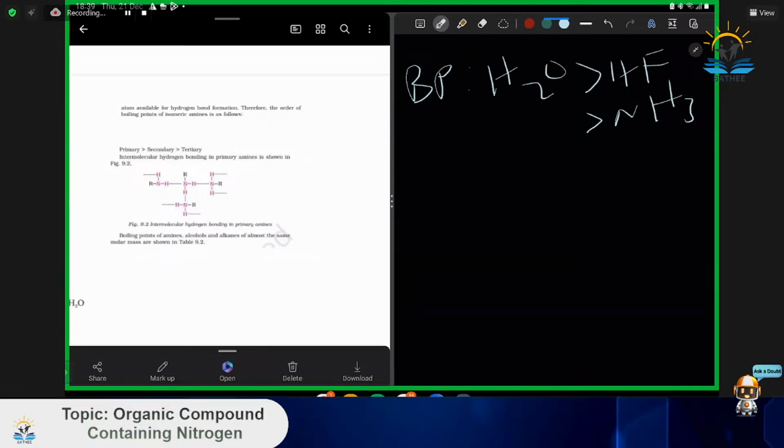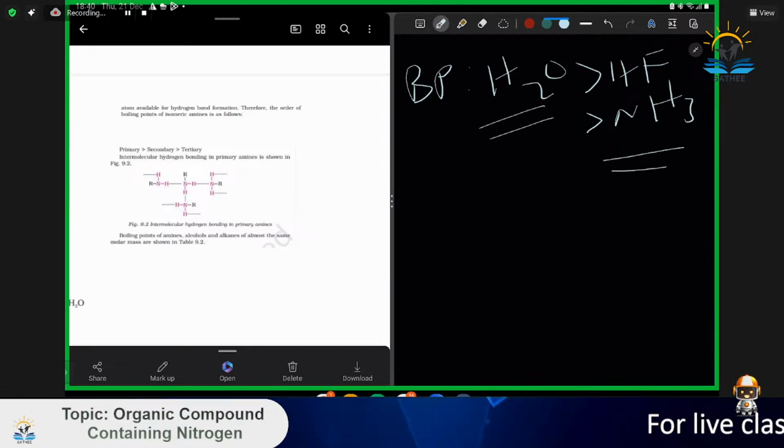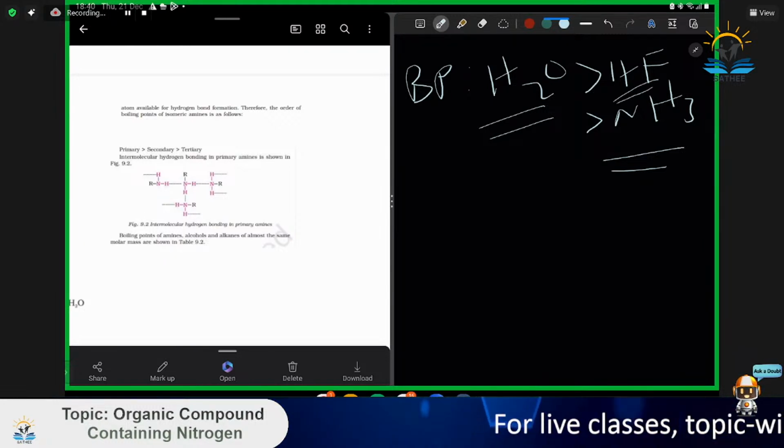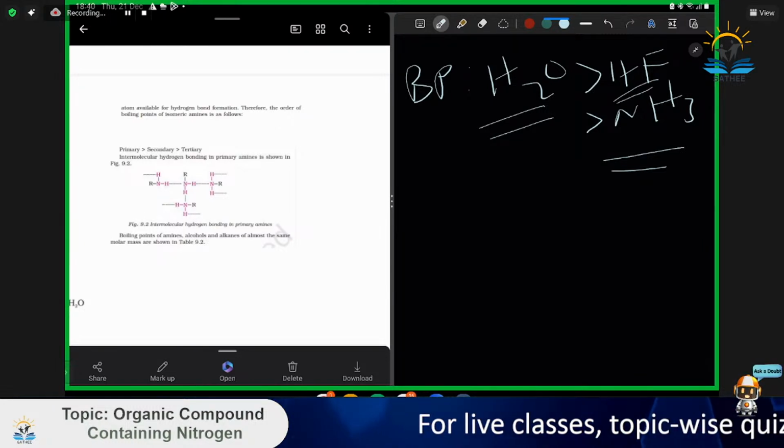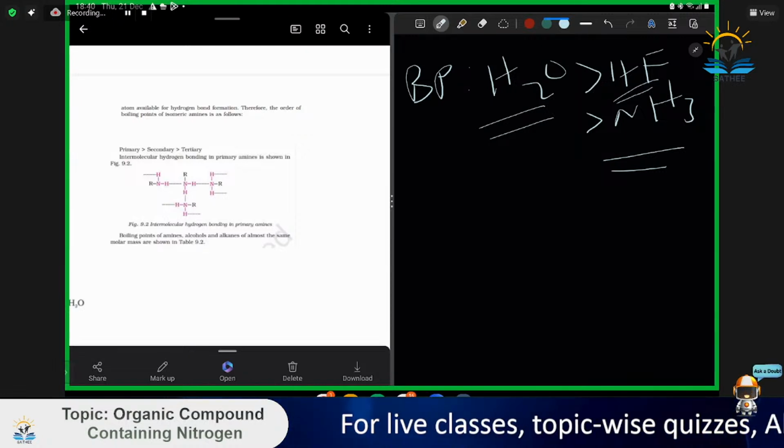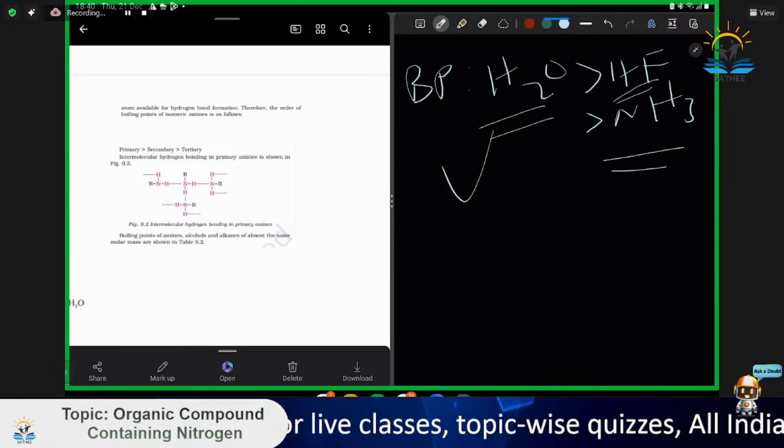H2O has, if NH3, you can have six bondings, but six are weaker hydrogen bonds. Here four are moderately strong, two highly strong. So you can say this is like an experimental result no one could have predicted. So please remember this.